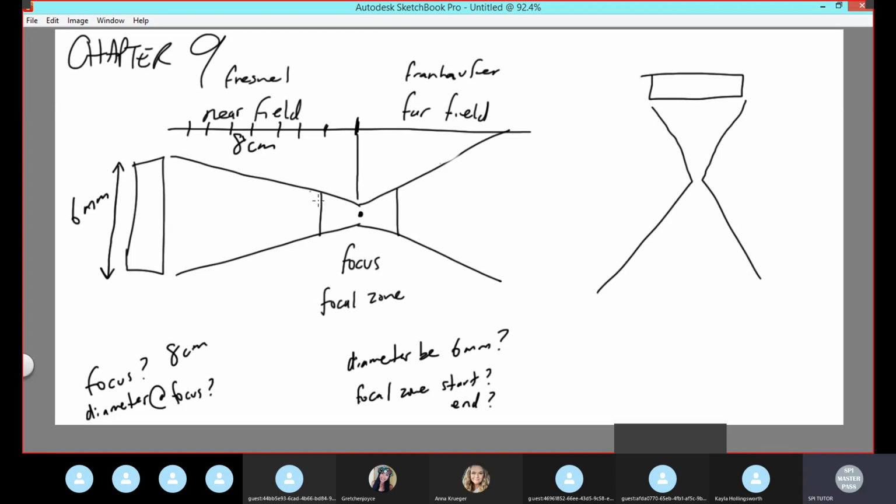So the rule is, at the focus, your diameter is half of what it was when it started. That's it. Just cut it in half. So if I was 6, at my focus, I cut 6 in half. I am 3 millimeters. That's it. You just cut it in half. Whatever it was when it started, cut it in half. Okay, that's it. Nothing else.